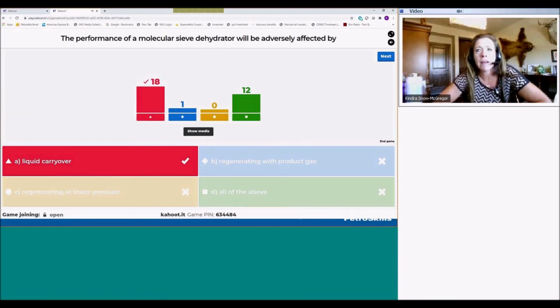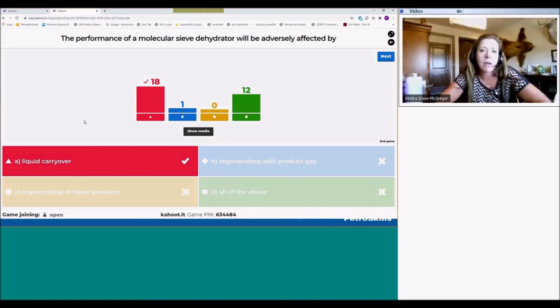All right, excellent job. So here's the deal. Molecular sieve will be very adversely affected by liquid carryover. And so Harvey spent a fair amount of time talking about the adverse effects of what happens when you send a chunk of amine or a gallon of amine into your system. As far as regenerating with product gas, we can do it, it's fine, and we can operate. It doesn't hurt the sieve at all.